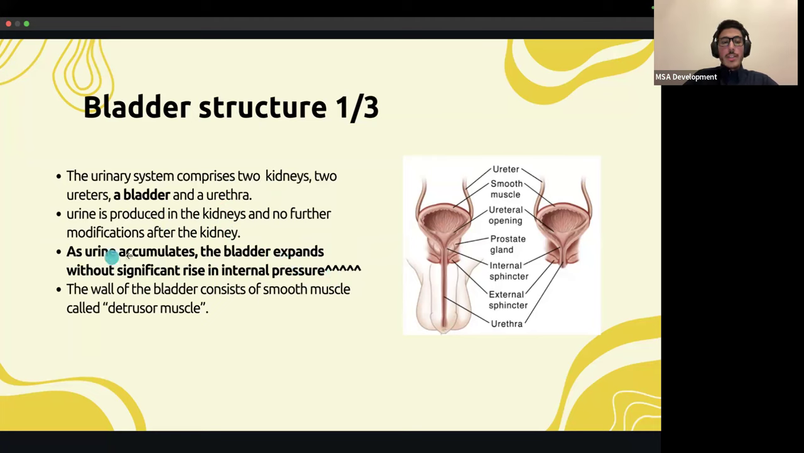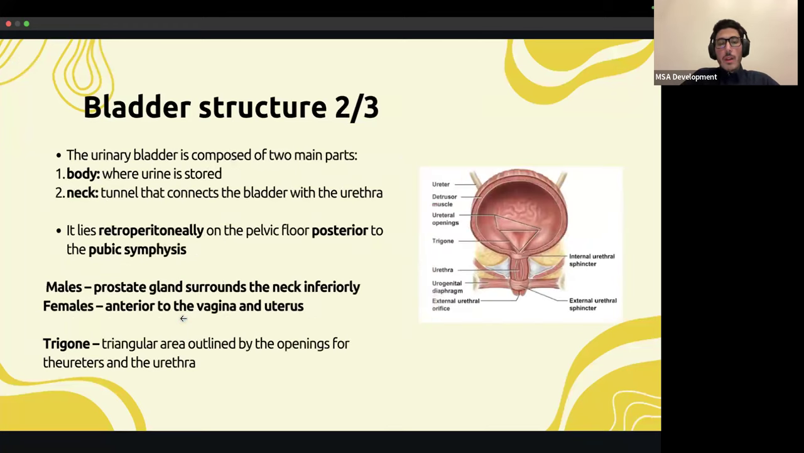Furthermore, I emphasized the third point here because we're going to discuss it a couple of times in this lecture. It states that as urine accumulates, the bladder expands without a significant rise in internal pressure. You may be shocked by this: how is there no change in pressure even though we're adding volume, which is simple physics? But it will be discussed. The main agent in this mechanism is the detrusor muscle, a smooth muscle that surrounds the bladder.